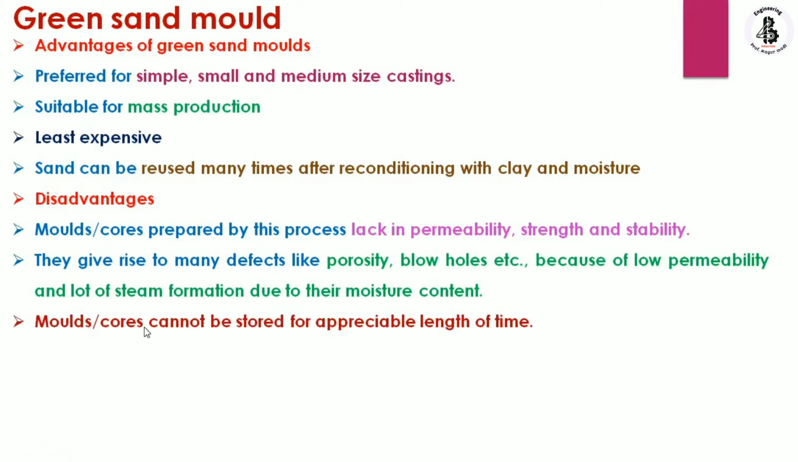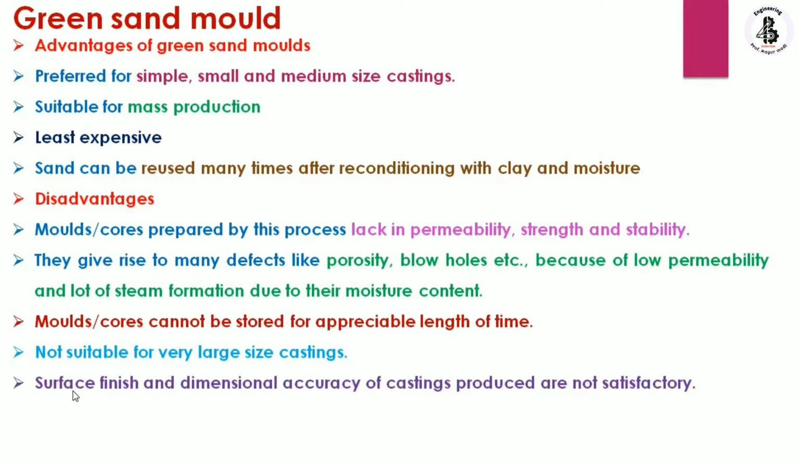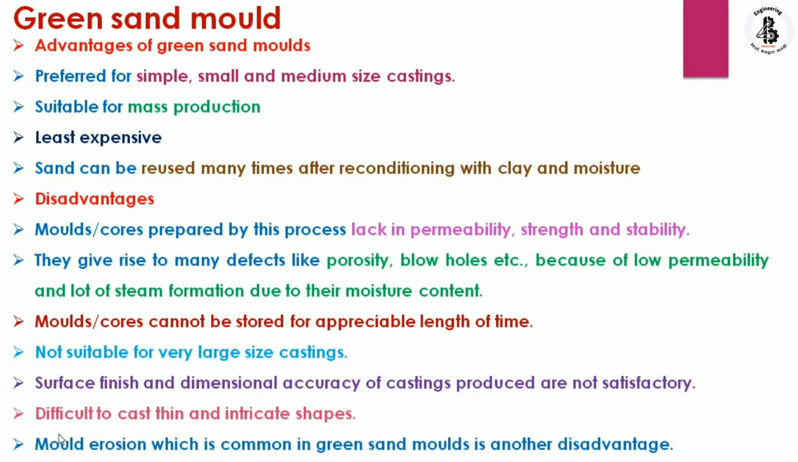Mold cores cannot be stored for an appreciable length of time. After making a sand mold with green sand, you should use it quickly for the casting process. It is not suitable for very large castings. Surface finish and dimensional accuracy of the castings produced are not satisfactory. It is difficult to cast thin and intricate shapes with green sand molds. And the last one, mold erosion, which is common in green sand molds, is another disadvantage.